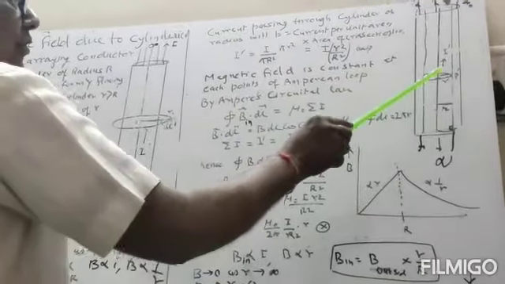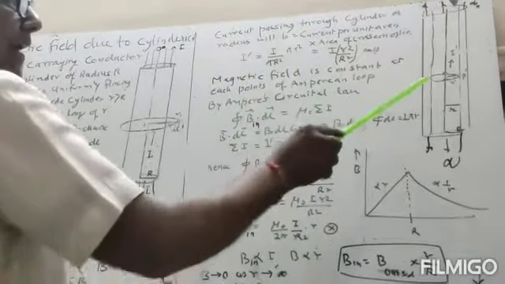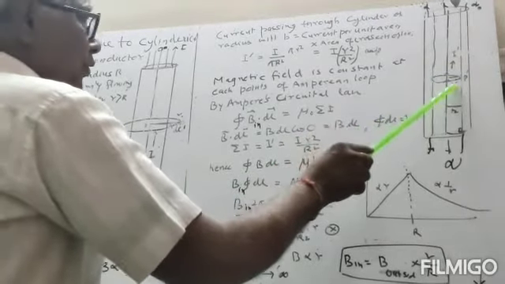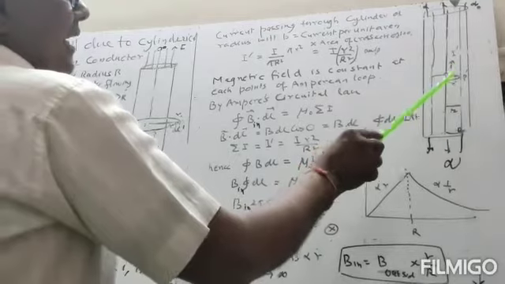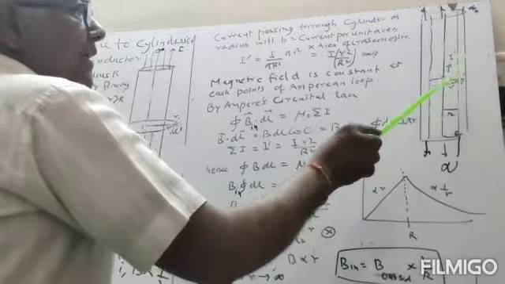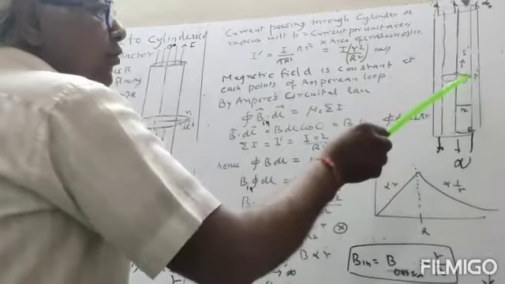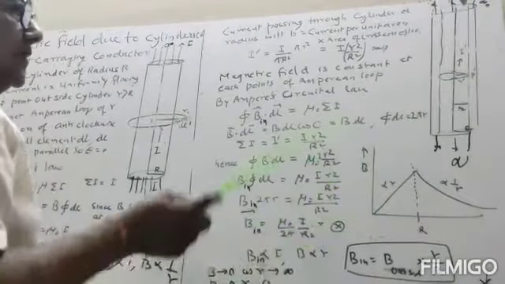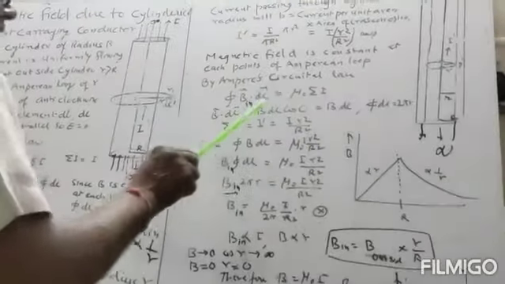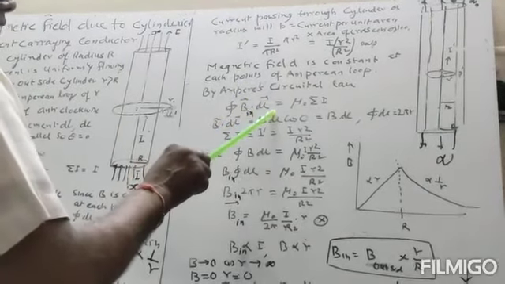Here also the direction of the magnetic field will be perpendicular, inside the board, and the magnetic field will be the same at each point of the Amperian loop. So we can consider that B is constant and take it outside. Now the angle between dl and B is 0 because B is always tangential to it. So B and dl will be in the same direction, so theta is equal to 0. So the line integral will be B dl cos 0.